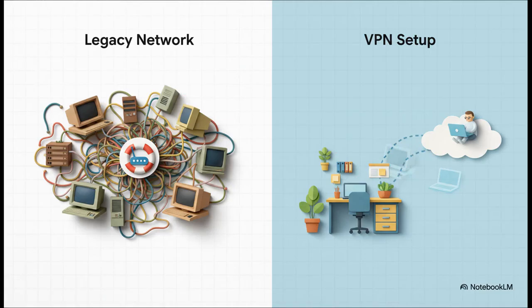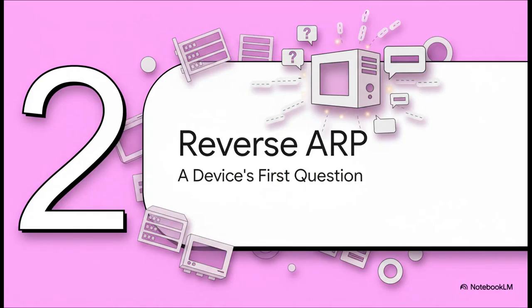Now, this isn't just some dusty old theoretical idea. It has some very practical uses, especially for connecting older, legacy networks that maybe weren't set up with proper subnetting. It's also used in some VPN setups to make a remote computer, say your laptop at home, seem like it's sitting right there on the office network. Pretty cool, right? So that's how a device finds the physical address of another machine.